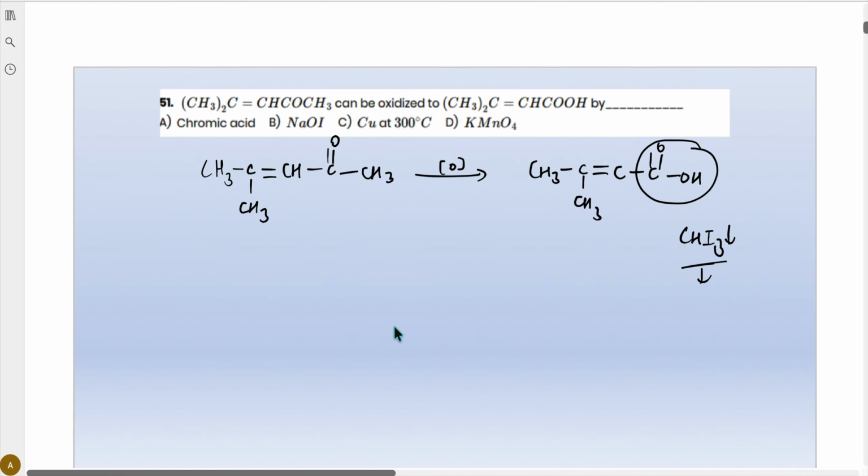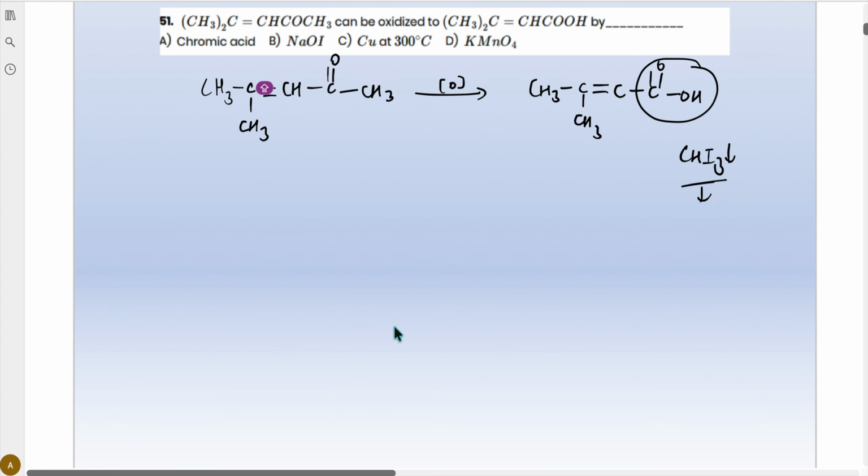So first question, see. Let's say we have a double bond and COCH3 here, and it can be oxidized to double bond CO carboxylic acid. Which is the best reagent for oxidizing this? So let's see, we have here double bond and COCH3. Try to see this one carbon in the final product is less, and here this ketone is oxidized to carboxylic acid.